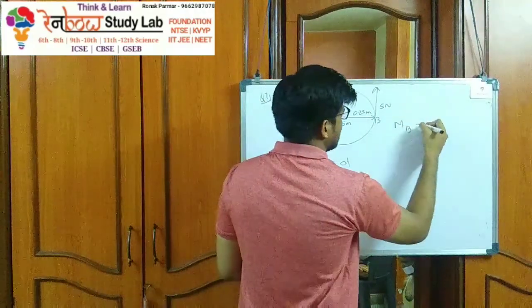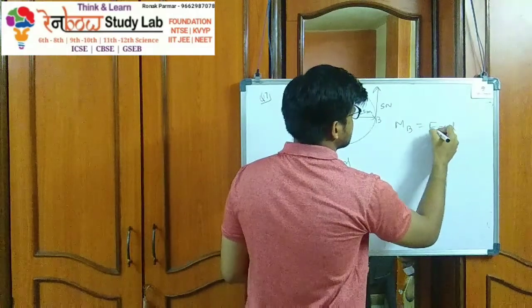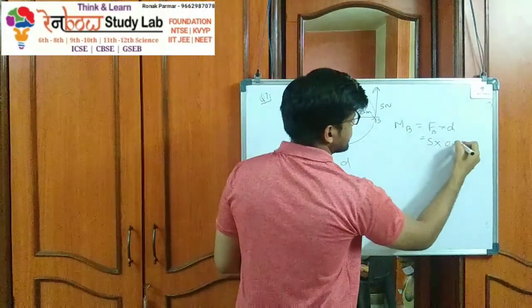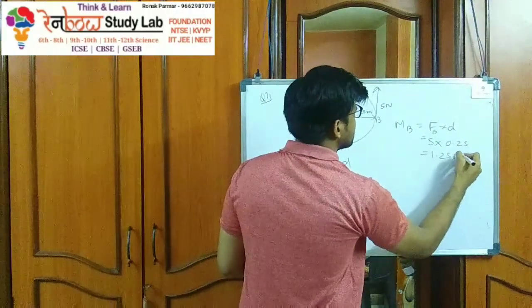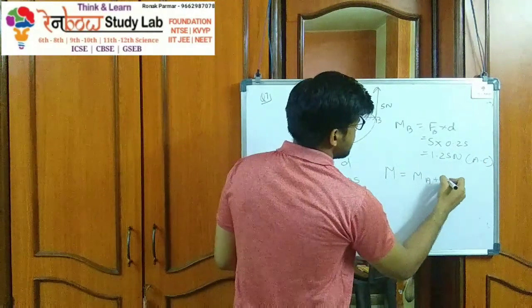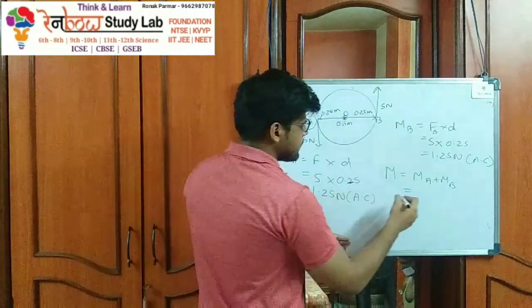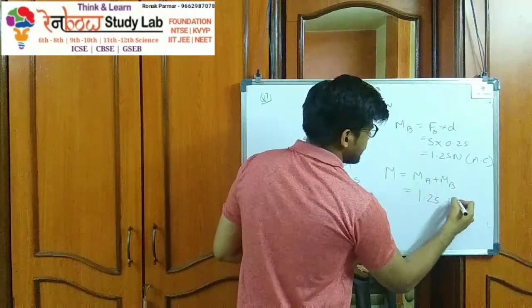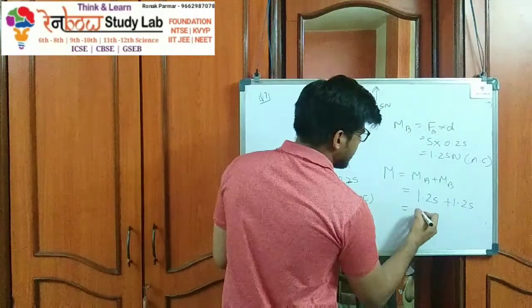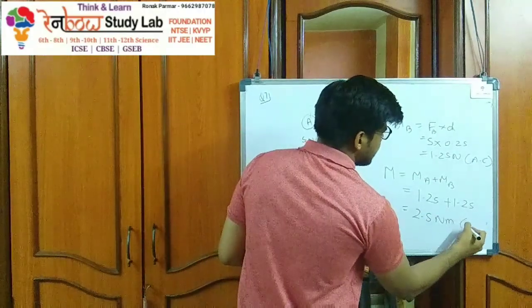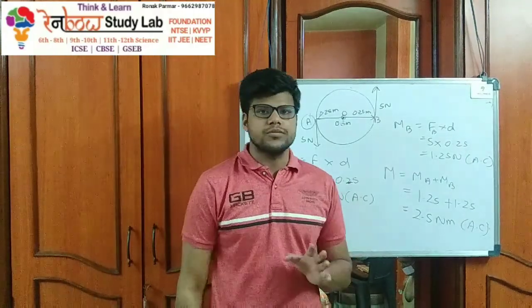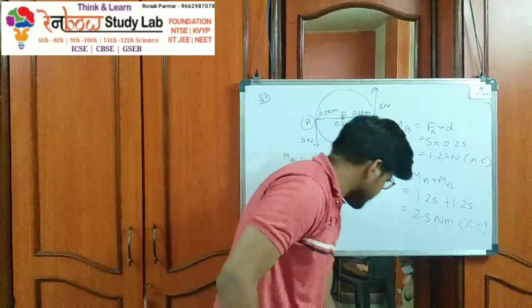And what will be your MB? Force at B into distance. Force at B is again 5 Newton and distance between B and O is 0.25. So again 1.25 Newton meter. This is also anti-clockwise. Total moment will be MA plus MB, 1.25 plus 1.25. If they are the same type, then add. So this will become 2.5 Newton meter and the direction will be anti-clockwise. Okay, I hope this question was clear. This was question number 7. Now I will move to question number 8.